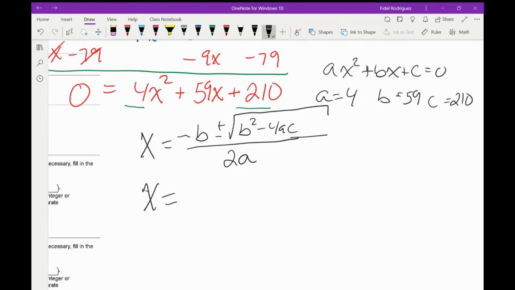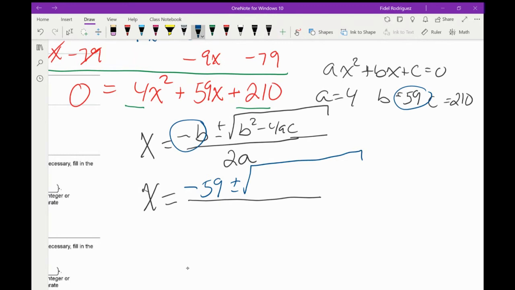Okay, so the first thing I do, I write down the formula. Second step is I'm going to start plugging my numbers in. Look, we have a negative right here, so I'm going to put a negative, the number B, 59, plus or minus the square root of B squared, so 59 squared minus 4 times A times C, all over 2 times A.